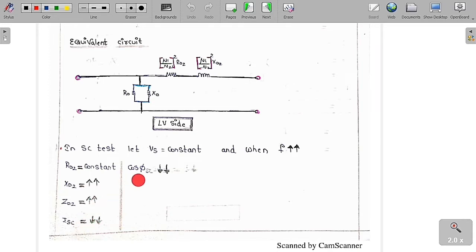Then what is going to happen? Cos phi SC is nothing but R02 by Z02. As Z02 increases, the overall ratio decreases, means the power factor will decrease. So in a short circuit test, whenever the supply voltage is constant and the frequency increases, R02 is constant, X02 increases, Z02 increases, ISC decreases, and the power factor will decrease.